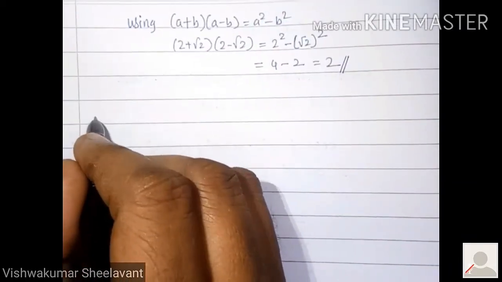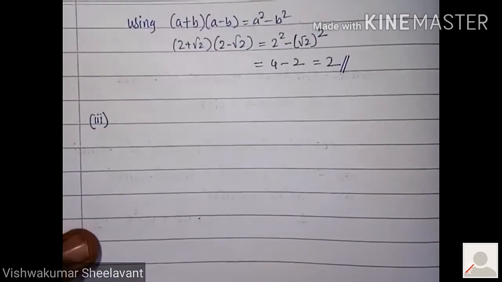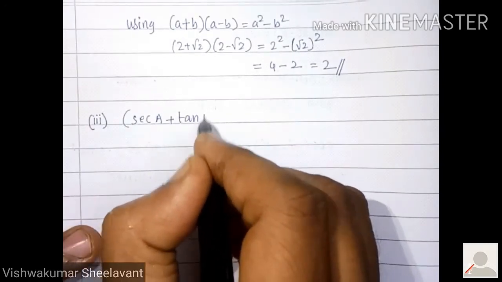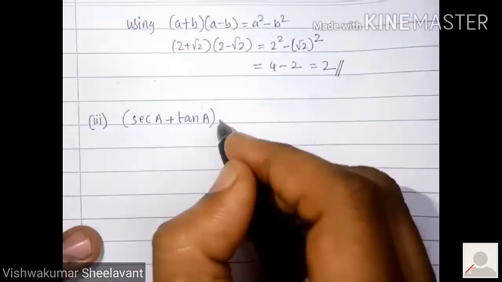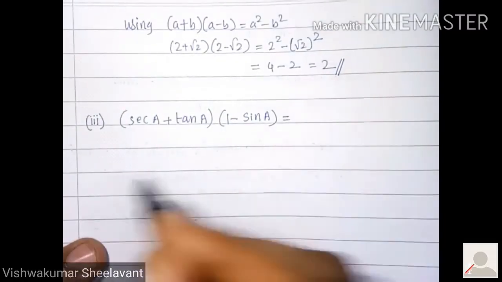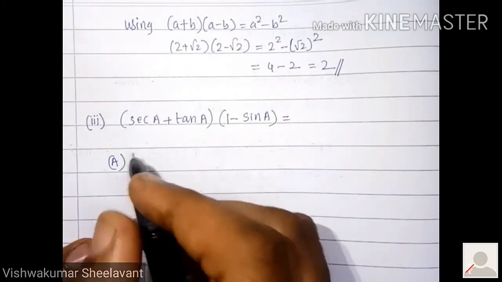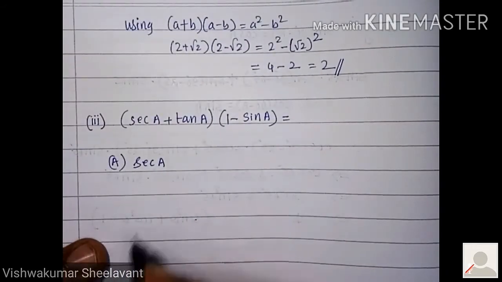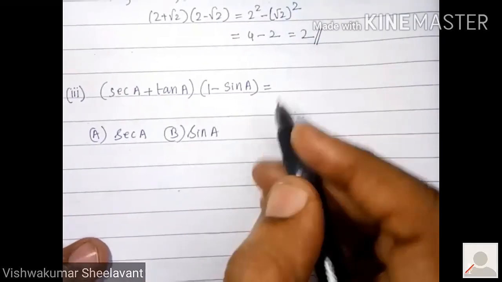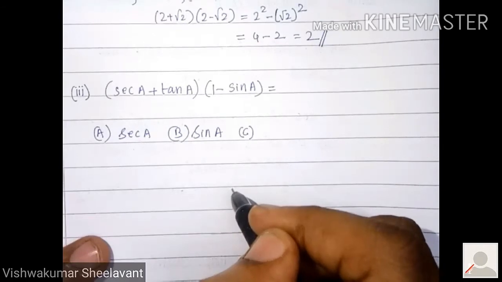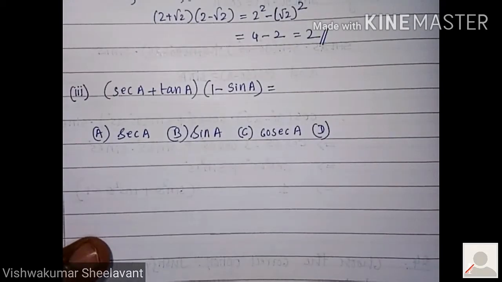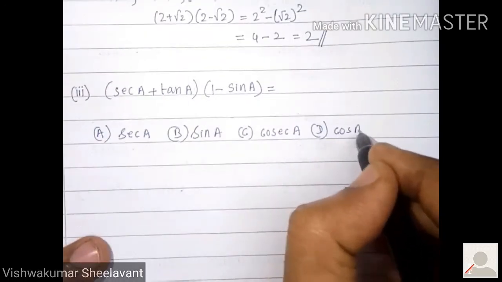And that we have to take third. Sec A plus tan A into 1 minus sin A equal to. A: sec A, B: sin A, C: cosec A, D: cos A.